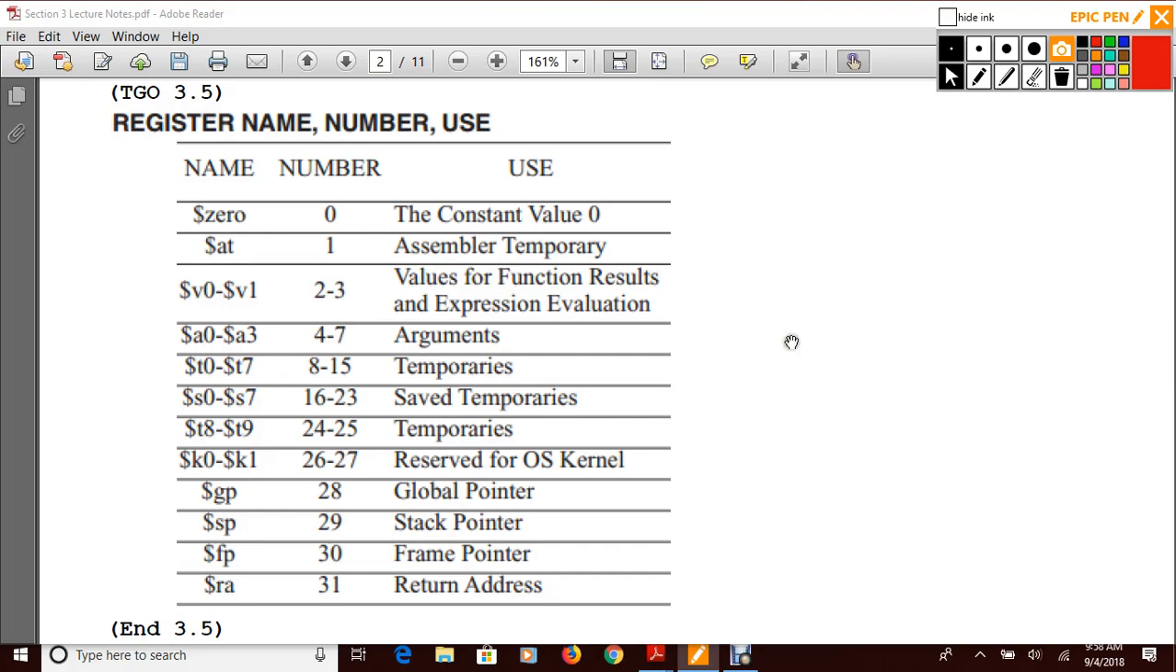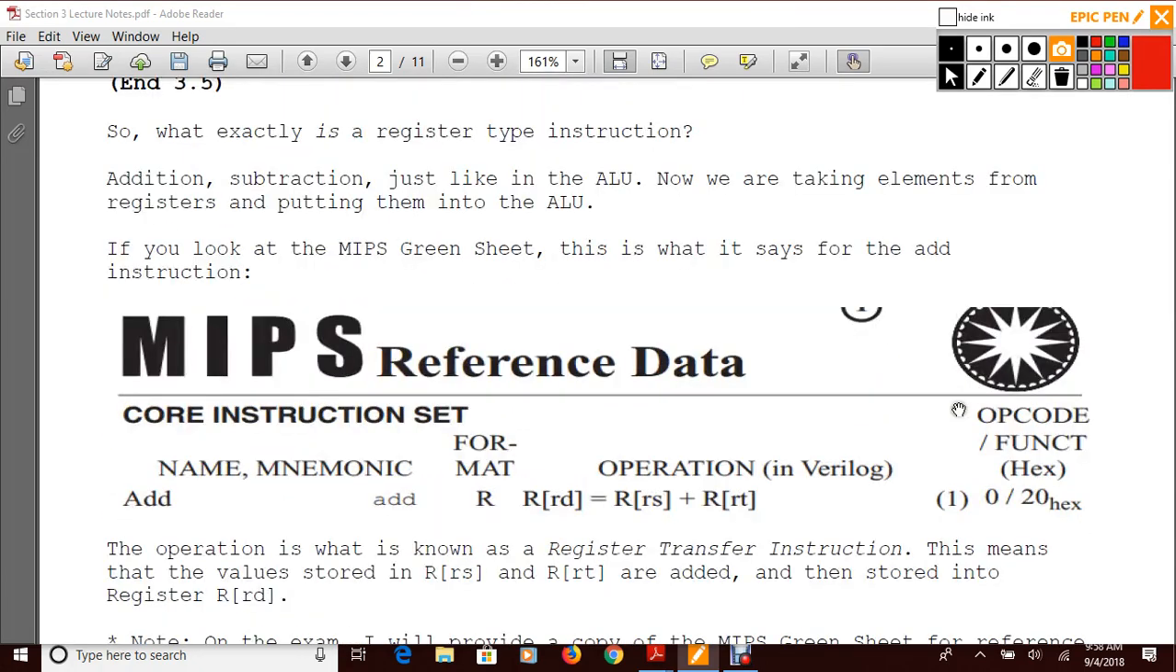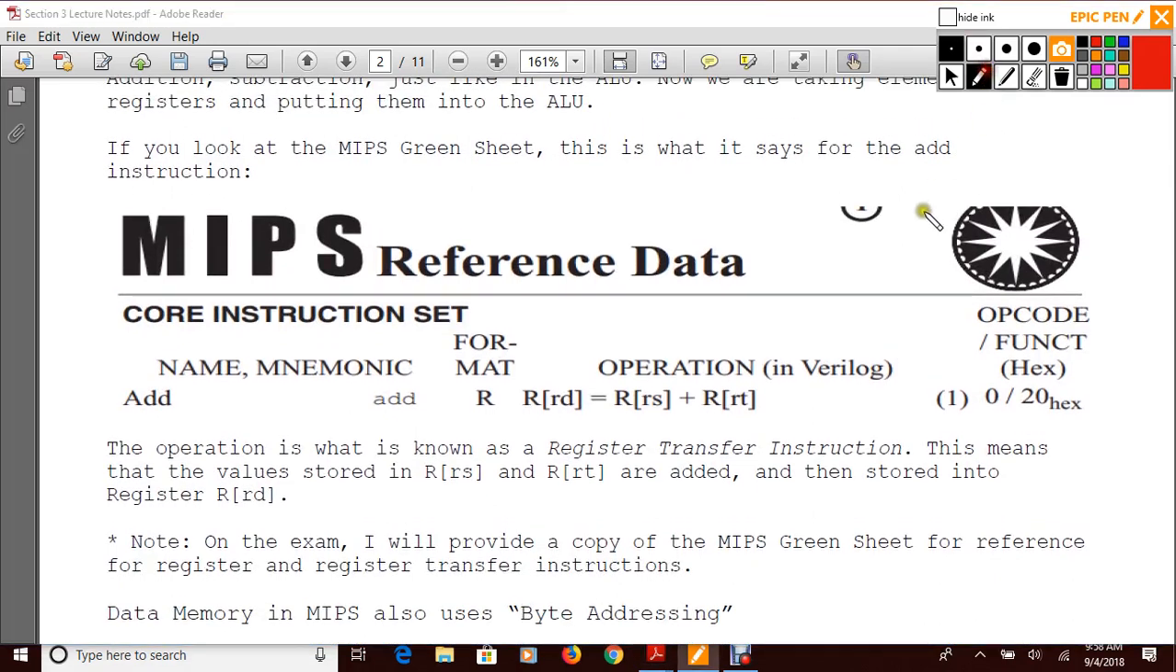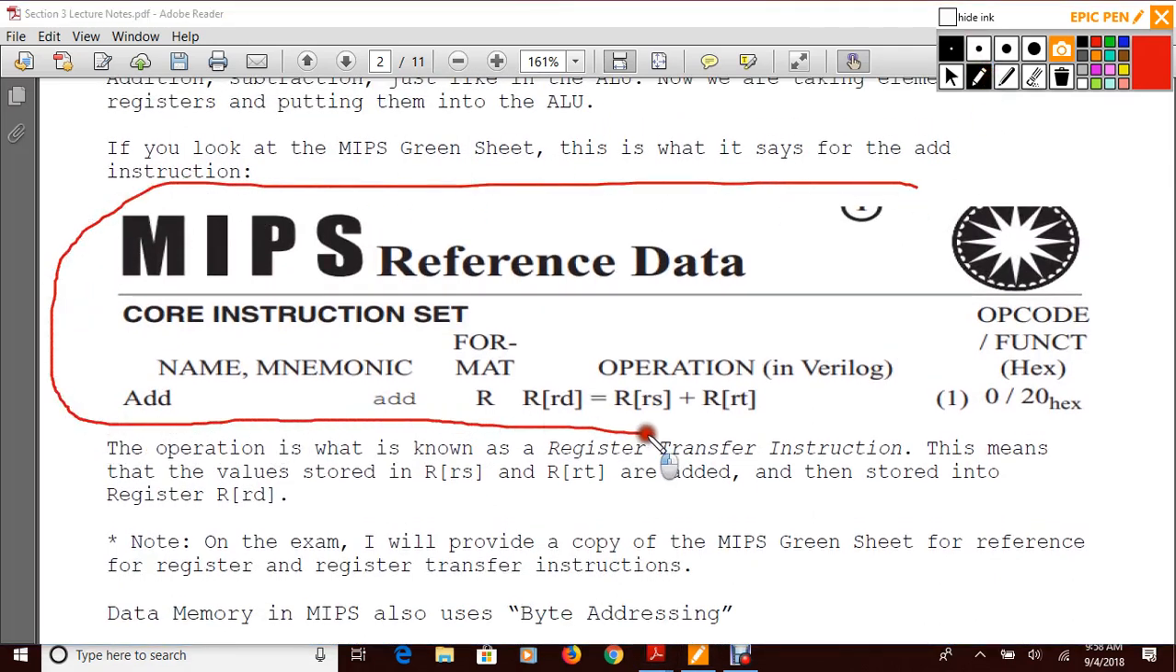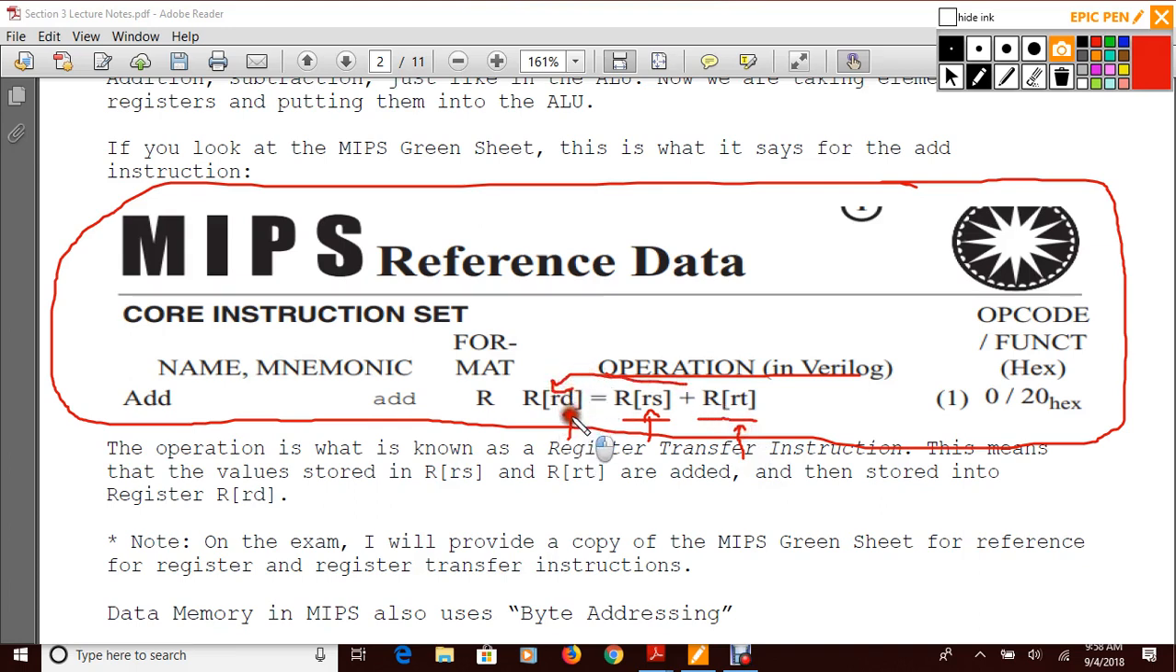Okay. So again, I showed you this a little bit. This is available on Blackboard, the MIPS green sheet under supplementary materials. When we're looking at this, we have the operation in Verilog. What this means is the register value that's stored in RS, plus the register value that's stored in RT, is equal to the value that's going to be stored in RD.